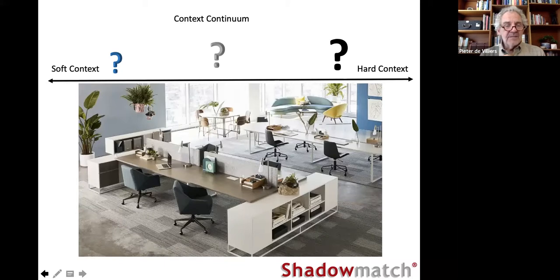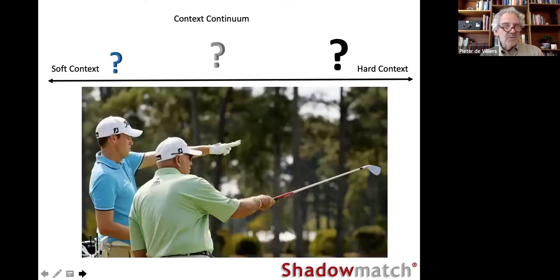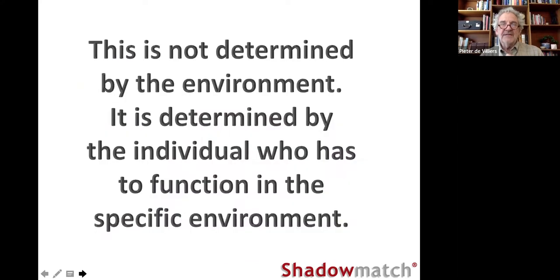So the bottom line is, this is where I started to realize that my model is not going to fly. This is not going to take wings. I realized that some people say this is tough, some say this is fantastic, some say this is okay, others say this is fantastic, and some say, I want to give this a go. Some say, no, I don't have the behaviors for this. Then I came to the conclusion that it is not determined by the environment. It is determined by the individual who has to function in the specific environment. It is not the environment that is at question. It is the person that must function in that environment that is at question.